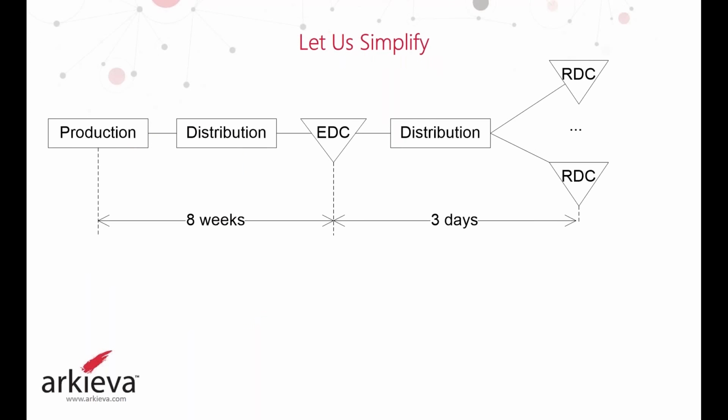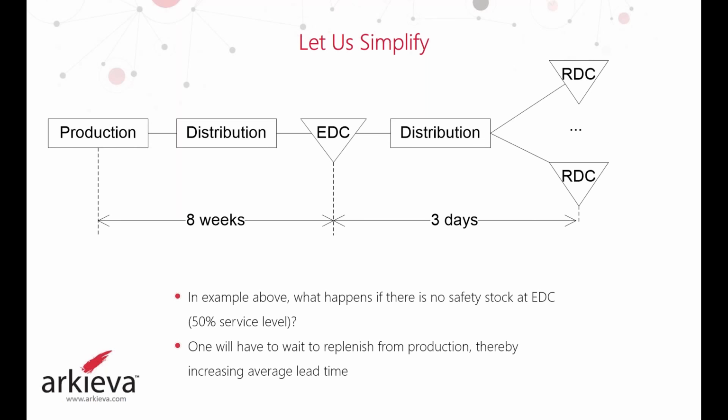So let us look at this in a simplified picture. Here is a fictitious network where we have some production, then some movement of products, distribution. It reaches a DC that takes about 8 weeks, and that DC then moves it further to some regional DCs, and that takes about 3 days. Now the question I would like to take a few seconds on is, in this example, what happens if there is no safety stock at this EDC?